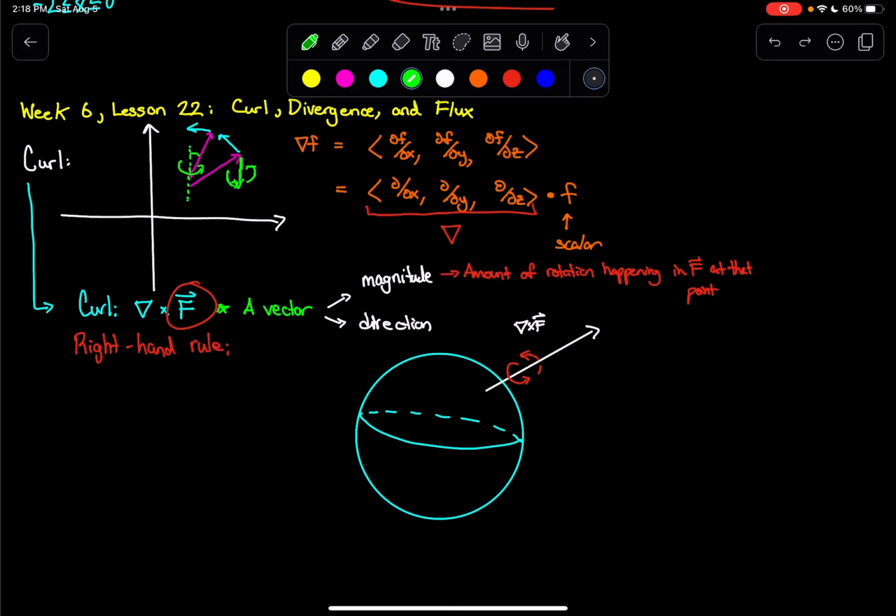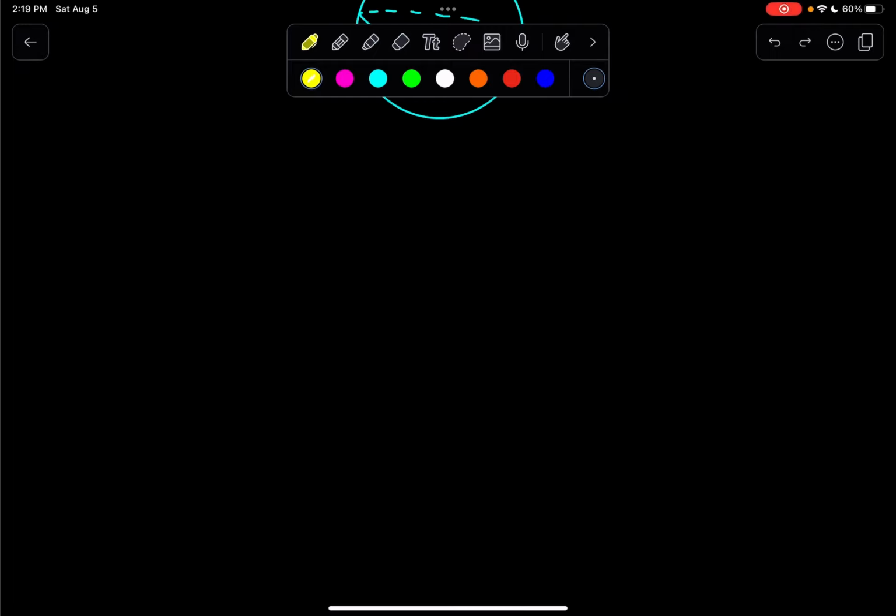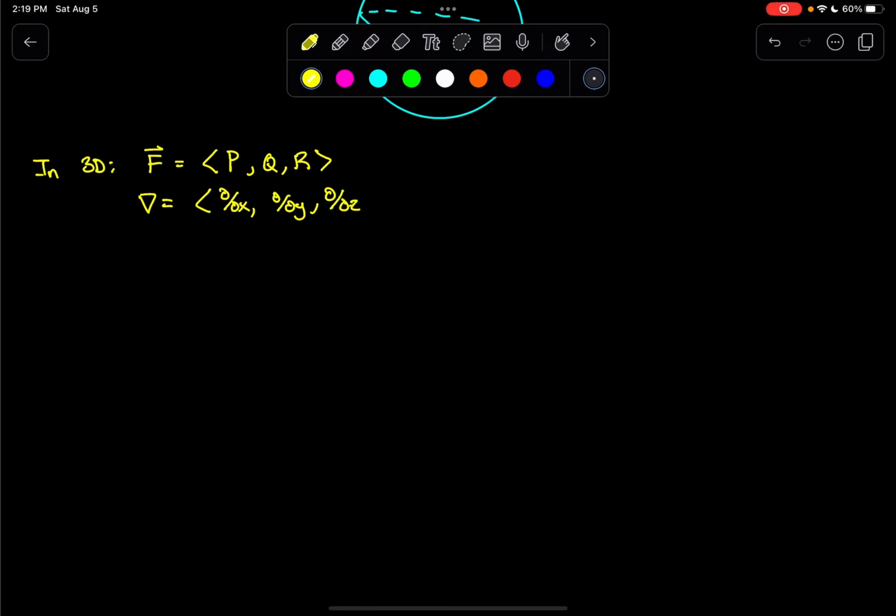Okay, so let's take a look at this. So for 3D, we would have a vector field F that is equal to something with three components, P, Q, and R. And the del operator would be ddx, ddy, and ddz, like so, okay?